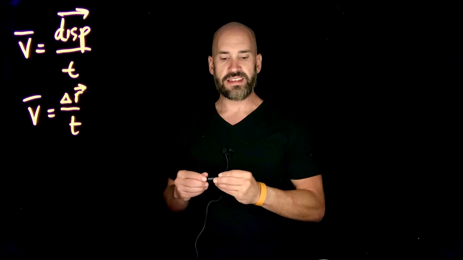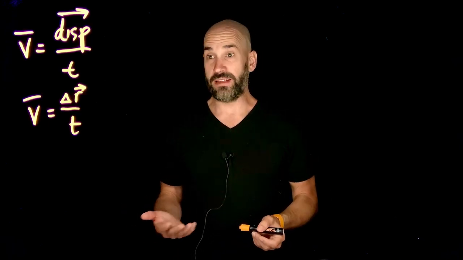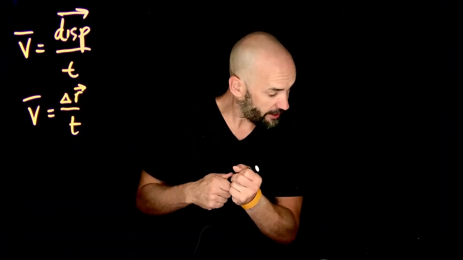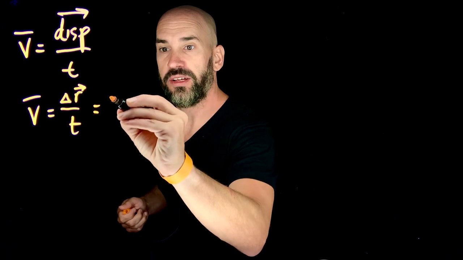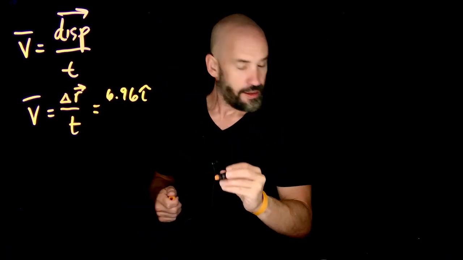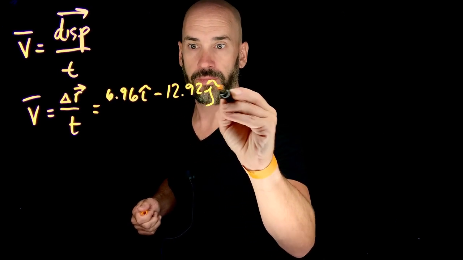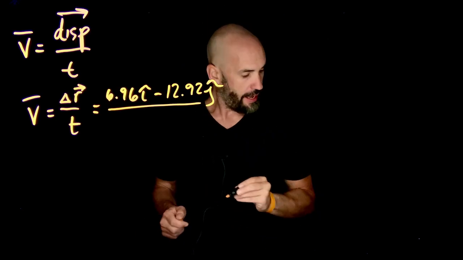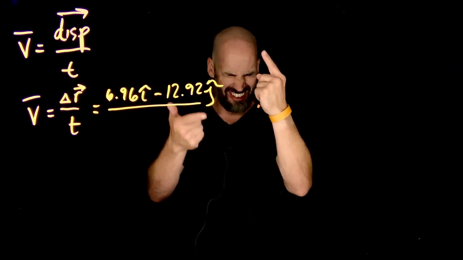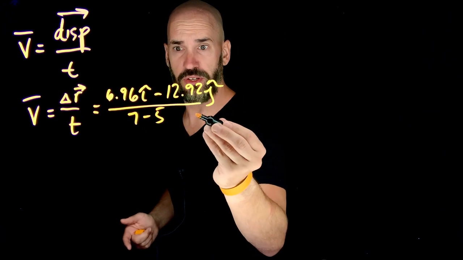So this slide that says average velocity is asking, what would be the average velocity of the rabbit in the last problem? Well, what was our displacement? Our displacement was, if my memory serves me correctly, 6.96 i minus 12.92 j. And the time interval, well, let me think really hard. It was between 7 and 5 seconds, so that would be 7 minus 5, which is 2.